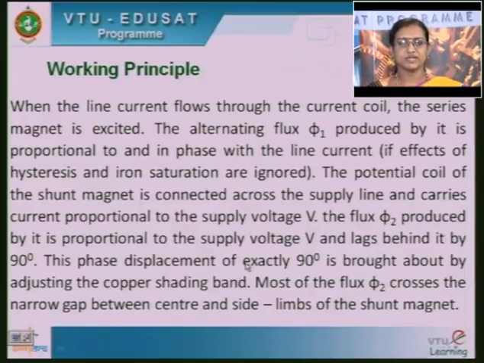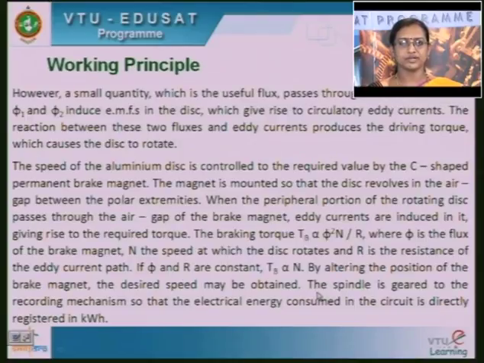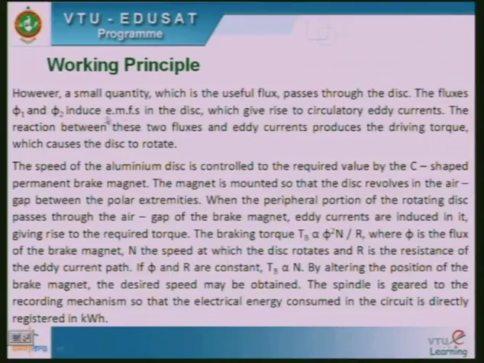This phase displacement of exactly 90 degrees is brought about by adjusting the copper shading band. Now phi 2 is across the narrow gap between the center and side limbs of the shunt magnet. Next, the fluxes phi 1 and phi 2 induce EMFs in the disc which give rise to circulatory eddy currents. The reaction between these two fluxes and eddy currents produces the driving torque.